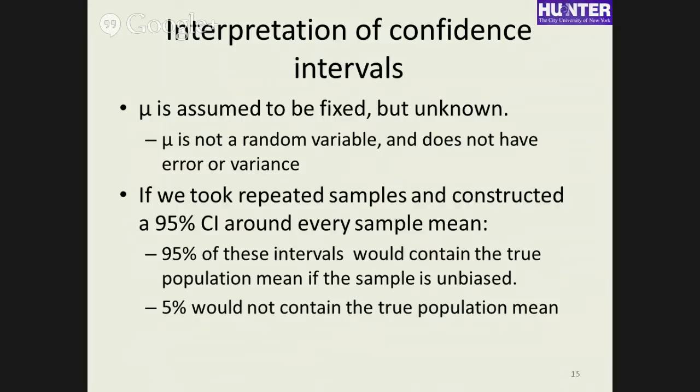And again, 19 out of 20 of these 95% intervals contain the true mean, and one of them will not. If you can do a 50% confidence interval, then half of them will contain the true mean and half of them won't, assuming that you have an unbiased random sample. Sound good so far? Any questions? Yeah, Leo.